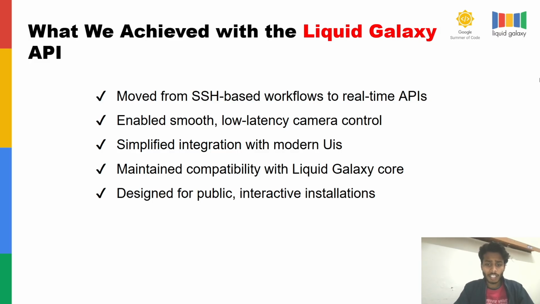At the same time, we were careful not to break anything. The core Liquid Galaxy system stays exactly the same. The API simply sits on top and improves how we interact with it. All of this was designed with real use cases in mind, like museums, live demos, and public installations, where responsiveness, reliability, and ease of use really matter. So, in short, we didn't change Liquid Galaxy, we changed how it feels to use it, making it faster and more interactive and ready for modern real-time experiences.